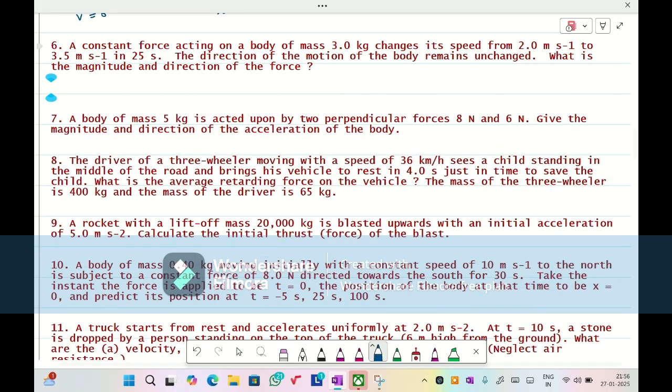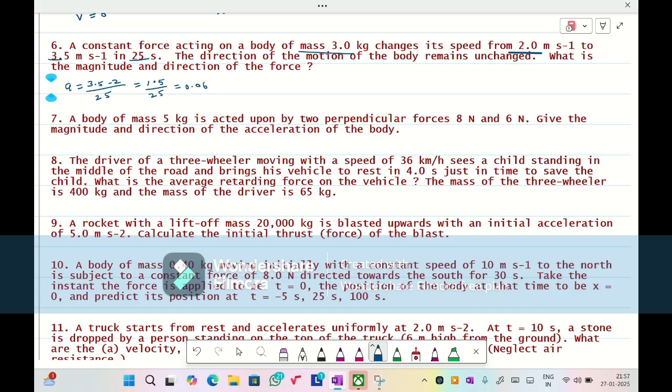So now, a constant force acting on the body of mass 3 kg. Given data: mass is given, changing the speed from initial speed to final speed in 25 seconds. Therefore, acceleration I can find out immediately: (3.5 minus 2) by 25, that equals 1.5 by 25, so that equals 0.06 I can write.